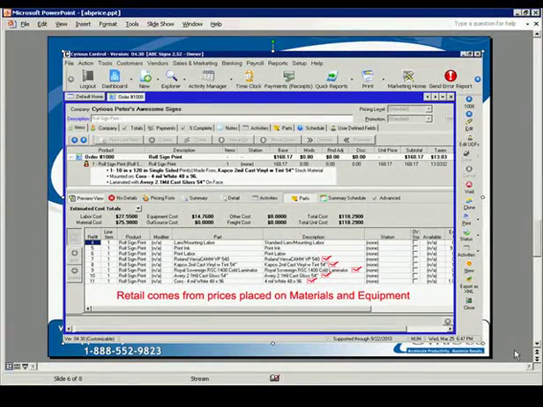When area-based pricing in Control, the retail price, the price that the customer pays you, does not come from the cost of the production of the sign or the product. It comes from the square foot prices that you have placed on all materials in that order, as well as any usage multipliers on the equipment and one-time or per-piece setup charges.